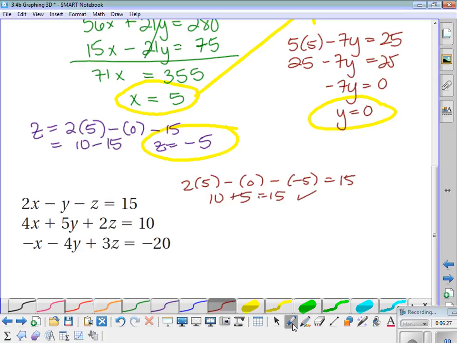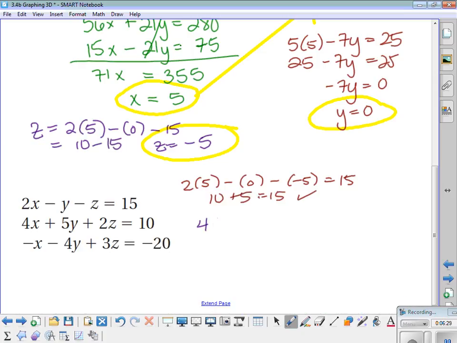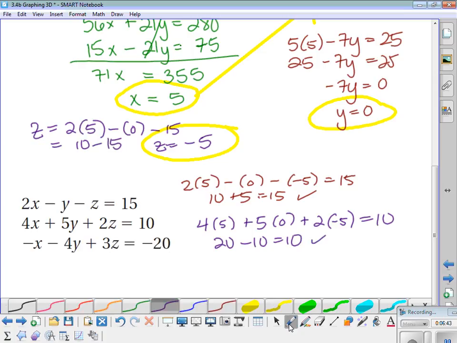That one works. If I test the next one, 4 times 5 plus 5 times 0 plus 2z, so negative 5 equals 10. I get 20 minus 10 equals 10. Is that true? Yes, it is.